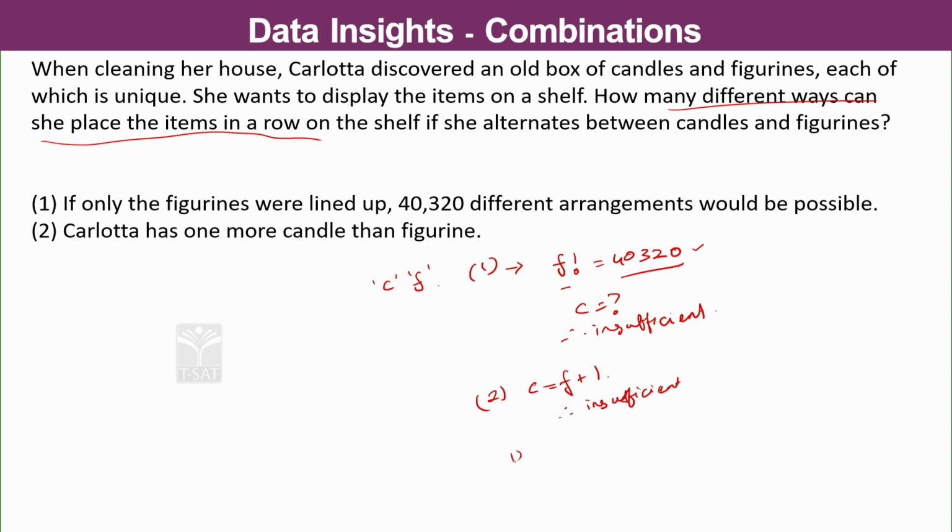When you combine statement 1 and statement 2 together, you see that from statement 1 you can find F, and you know from statement 2 that C is equal to F plus 1. So you will easily be able to calculate what C is. Therefore this information together is sufficient to answer the question, so the answer is option C: statement 1 alone is not sufficient, statement 2 alone is not sufficient, but statements 1 and 2 together are sufficient. Let's move to the next question now.